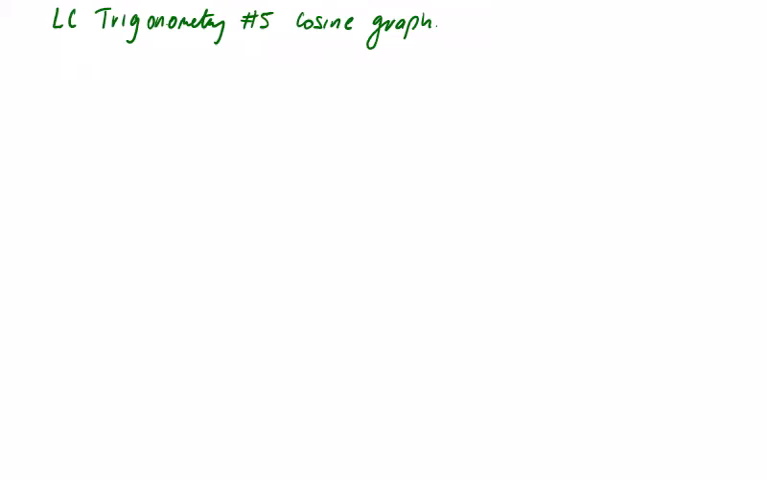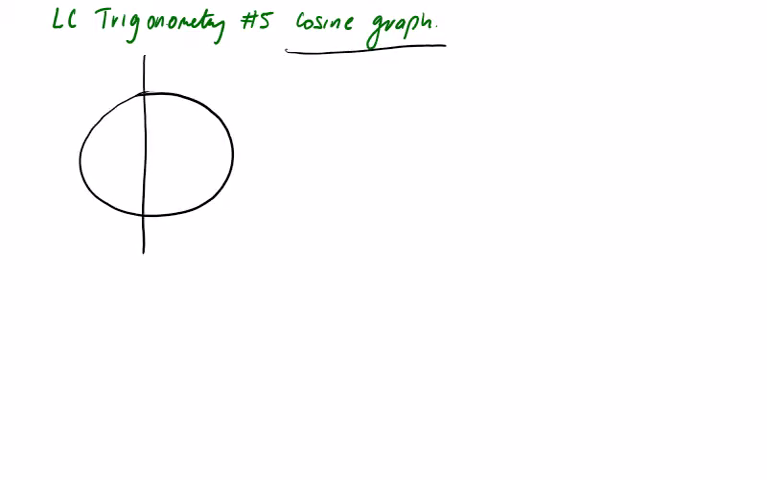Similar to LC trig 4 where we looked at the sine graph, we're going to look at the cosine graph, which is a very similar graph to the sine graph. So let's have a look at our unit circle just to get some values on this cosine graph.